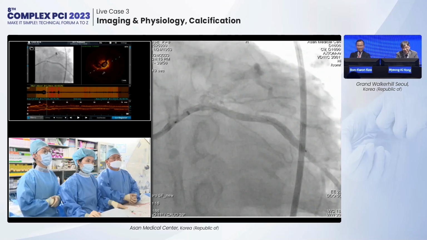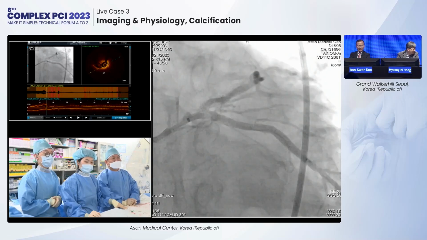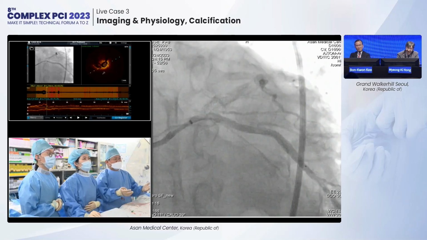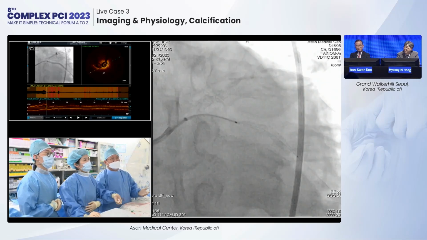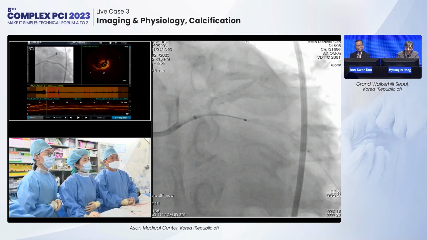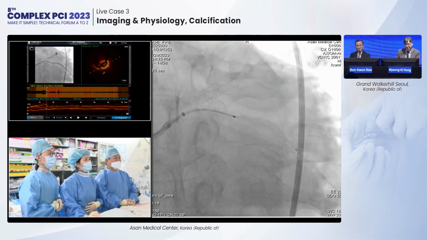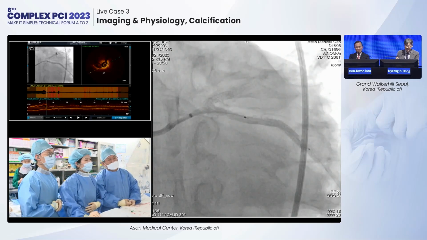So, what do you think, Dr. Han? I fully agree with your opinions. Initially we planned to do some procedure, but after the FFR measurement, we totally changed our mind. Just leave it alone under optimal medical treatment. If the patient's symptoms aggravate, then we will do angiography again and check FFR again.